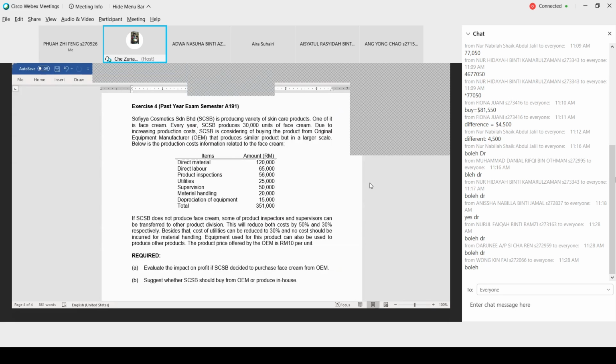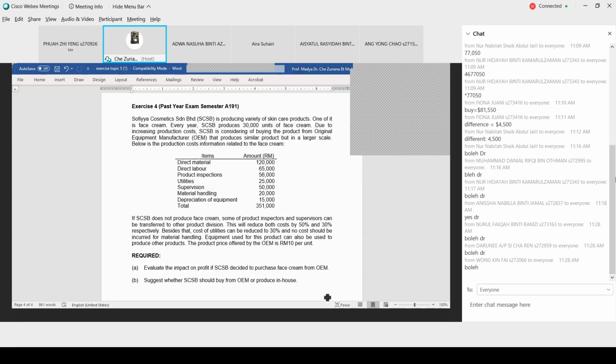Okay, exercise 4 ni. This is buy or make. Okay. So this question is asking you to evaluate the impact on profit. So kita baca.